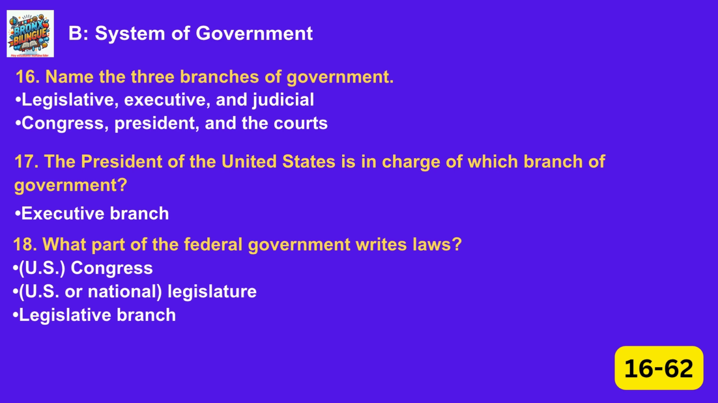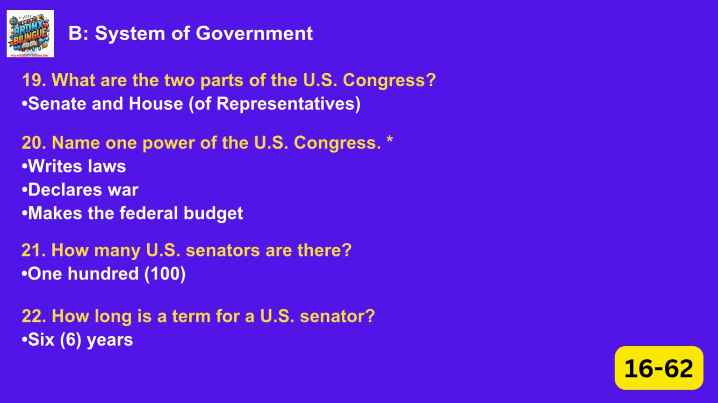Congress, legislature, legislative branch. 19. What are the 2 parts of the U.S. Congress? Senate and House. 20. Name one power of the U.S. Congress. Writes laws, declares war, makes the federal budget.